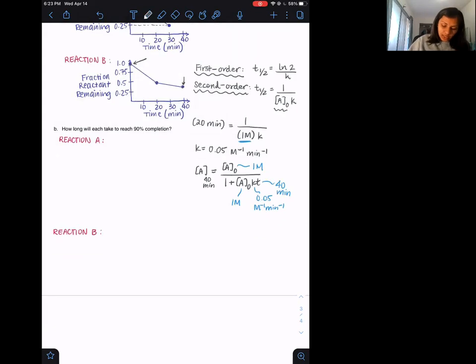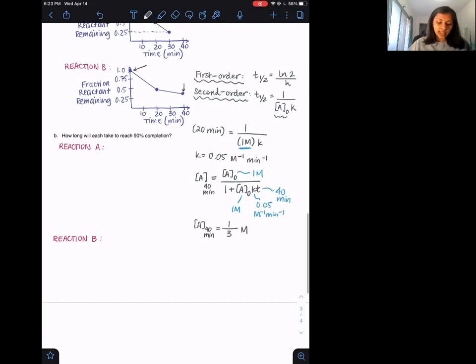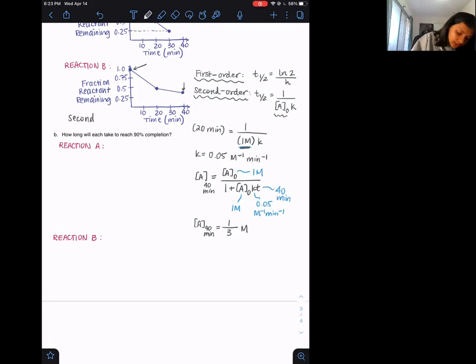And so then we can solve for the concentration that we expect at 40 minutes, and that is equal to what we get from calculating this. We get that to be equal to 1/3 molar, and that is equal to 1/3 of the initial concentration, 1 molar. And so we can see that that is what we observe in this reaction, that after 40 minutes, 1/3 of the initial concentration is remaining. So from that, we can determine that reaction B is in fact a second order reaction. So reaction B is second order.